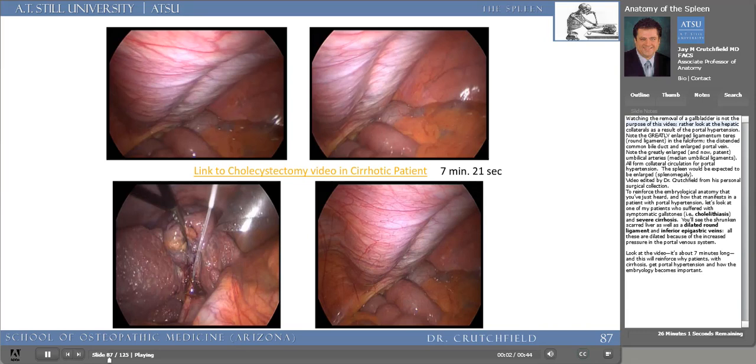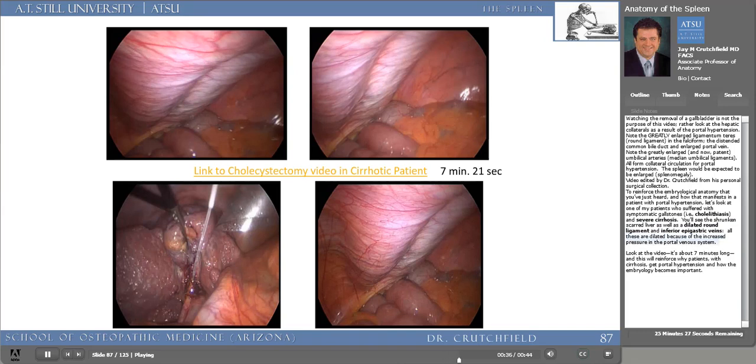In an effort to reinforce the embryological anatomy that you have just heard and how that shows up in a patient with portal hypertension, let's take a look at one of my patients who suffered with symptomatic gallstones, i.e. cholelithiasis, and severe cirrhosis. You'll see the shrunken, scarred liver, as well as a dilated round ligament and inferior epigastric veins. All of these dilated because of the increased pressure in the portal venous system. Take a look at the video.